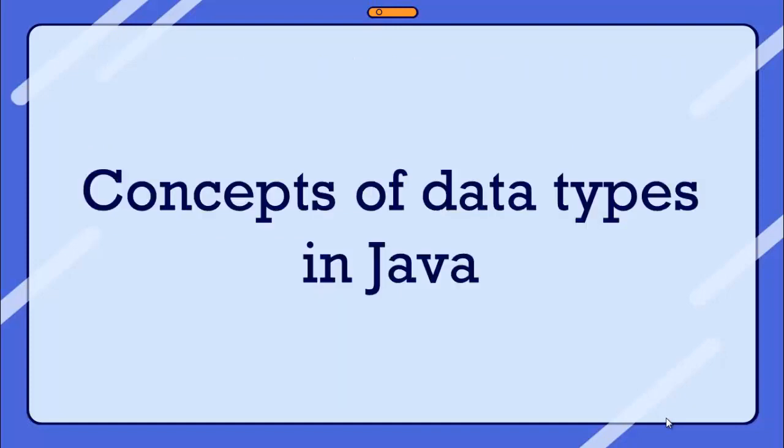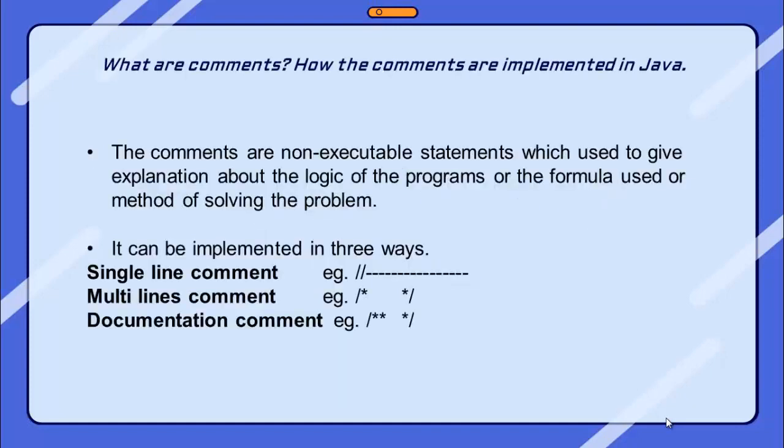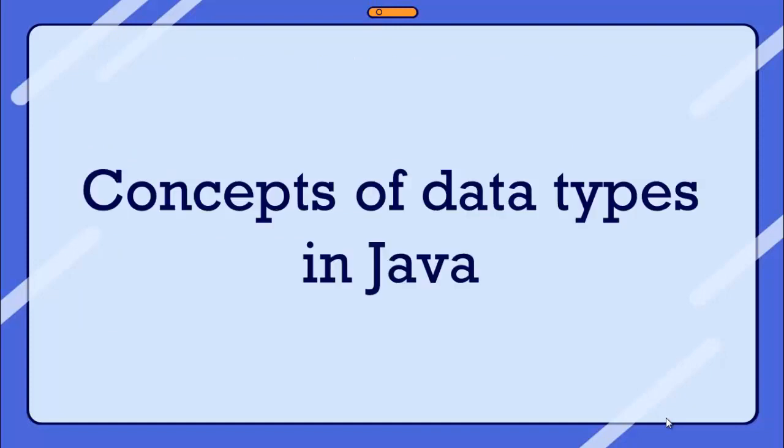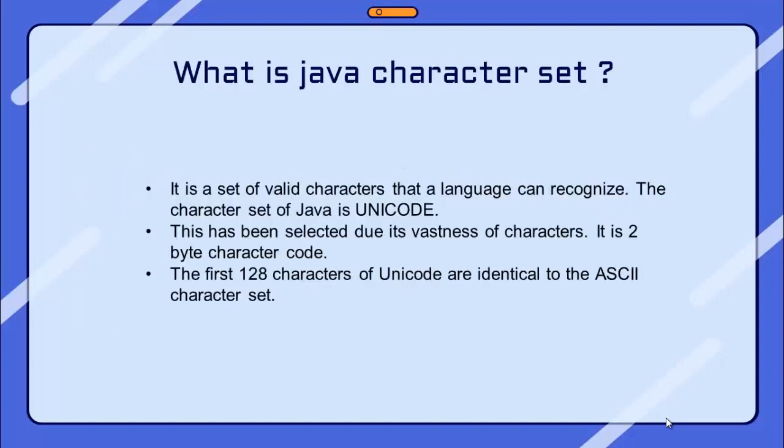The concepts of data types in Java. So what is the Java character set? It is a set of valid characters that a language can recognize. The character set of Java is Unicode. This has been selected due to its vastness of characters. It is a 2-byte character code. The first 128 characters of Unicode are identical to the ASCII character set.